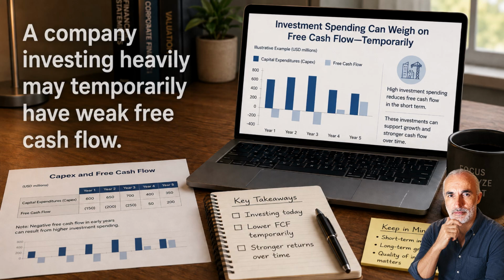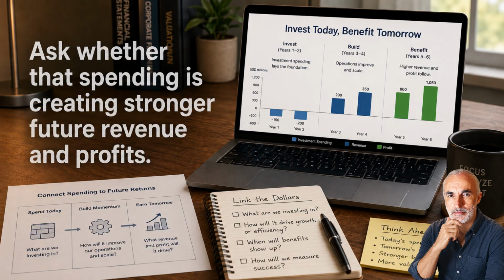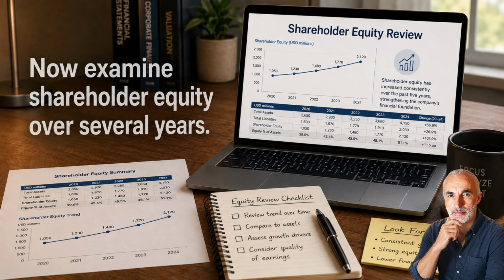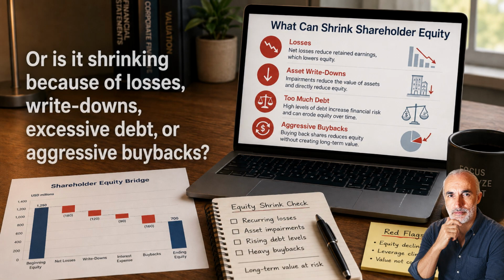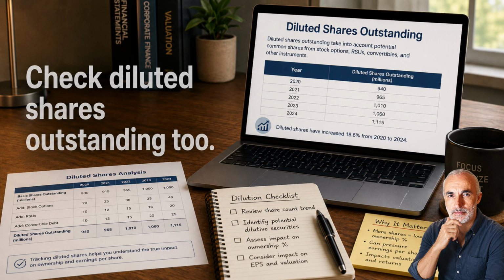Now examine shareholder equity over several years. Is equity increasing because the business is retaining earnings and building value? Or is it shrinking because of losses, write-downs, excessive debt, or aggressive buybacks? Check diluted shares outstanding too. If the share count keeps rising, investors may be diluted. The company can grow while each shareholder owns a smaller percentage.